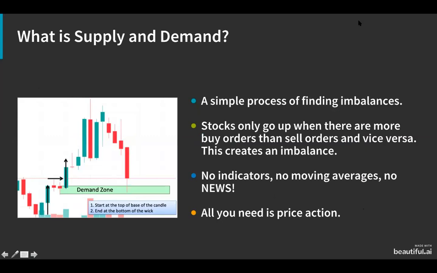Supply and demand is a simple process of finding imbalances. Stocks only go up when there are more buy orders than sell orders, and vice versa. This creates an imbalance. You don't need indicators, you don't need moving averages, you don't need news. All you need is price action.